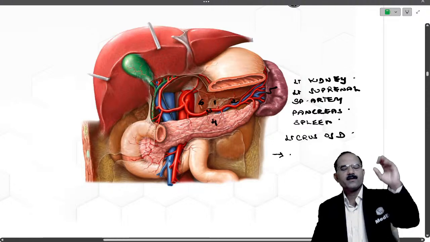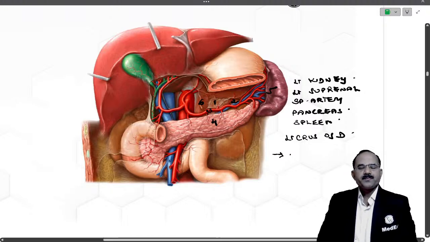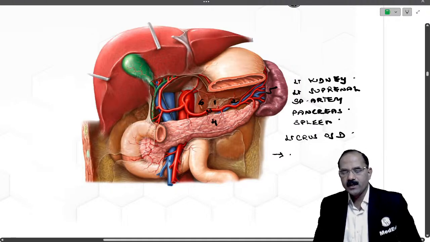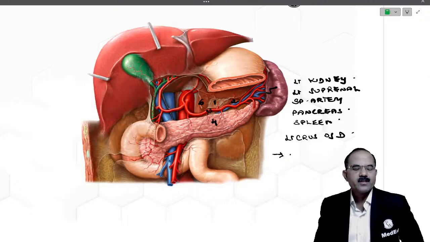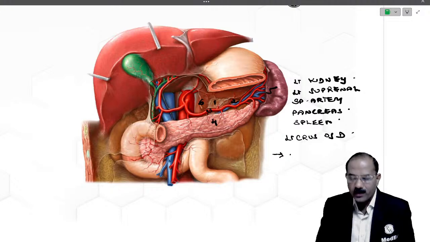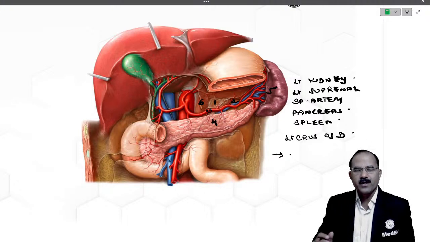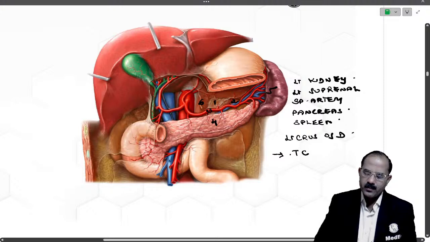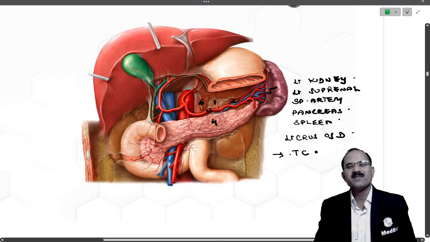What is missing? Can anyone tell me? There's one structure which is missing. Left kidney, left suprarenal gland, splenic artery, the pancreas, the spleen, the left crus of the diaphragm. There's something which is left, something which I have not drawn or labeled. Transverse colon. Very good, Rachel. Transverse colon also comes in the stomach bed.